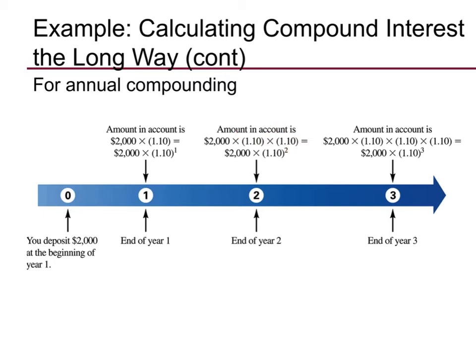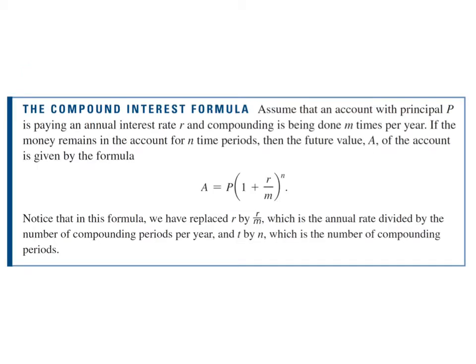So that's kind of this exponent. So instead of multiplying by it twice, there's an exponent of 2 for 2 years. Multiplying 3 times, we get an exponent of 3 for 3 years. And we put it all together into what is called the compound interest formula.